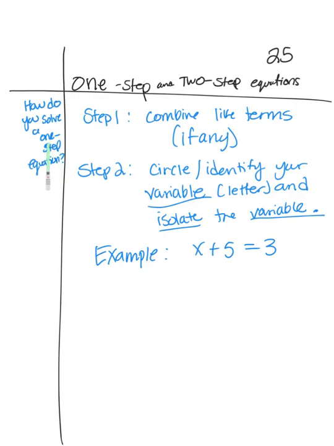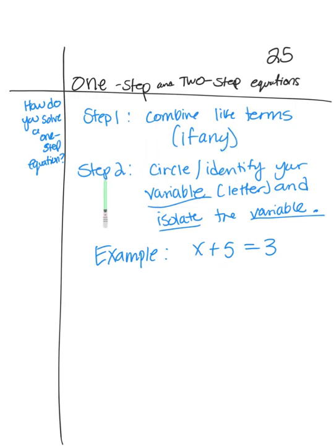I think it's kind of funny and ironic that one-step equations sometimes might just have one step, but most of the time they'll have two steps. So step one, combine like terms if any. So if I'm looking at my example, I can't combine anything with x, I can't combine anything with 5, and I can't combine anything with 3, because nothing is being added to 5 other than the x, but you can't combine a letter or a variable with a constant unless it has the same letter or variable next to it. So this step, automatically we're done with it.